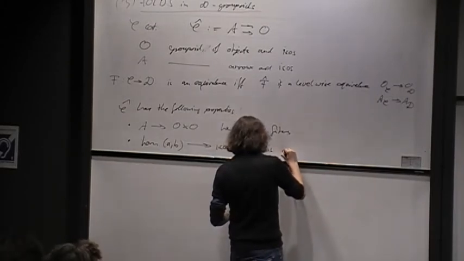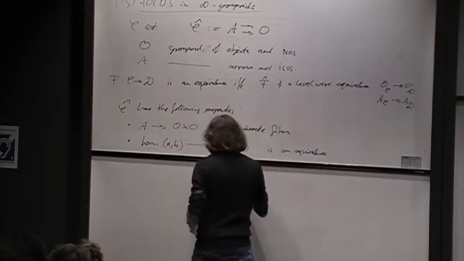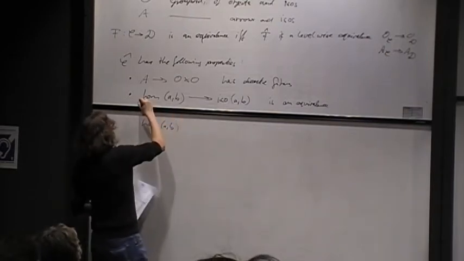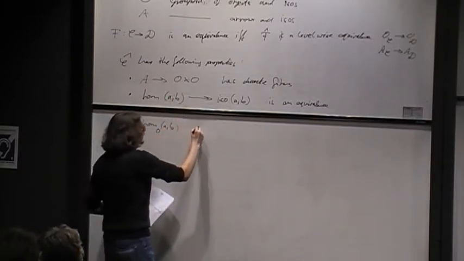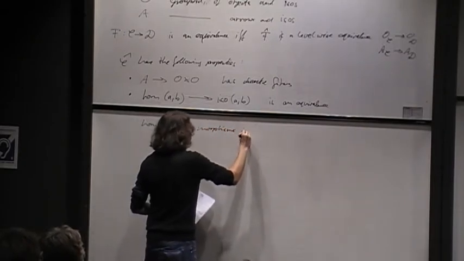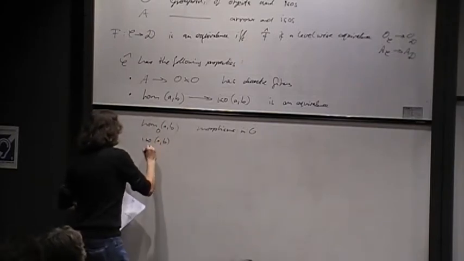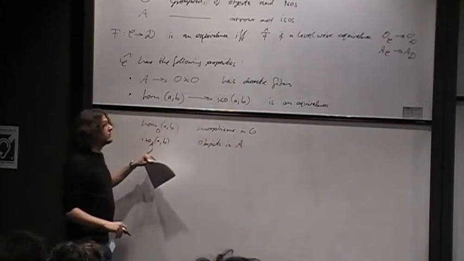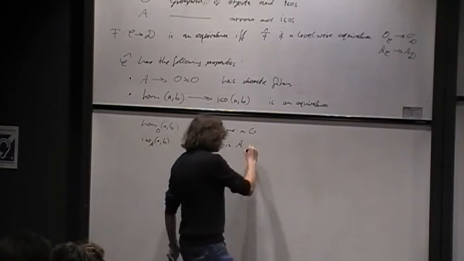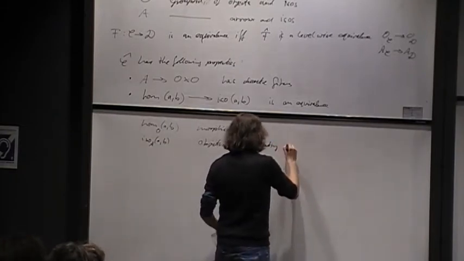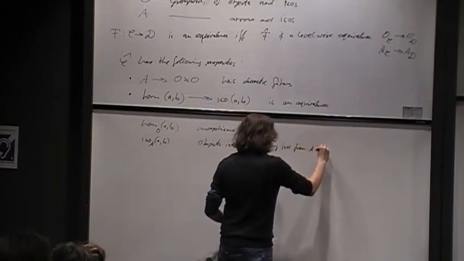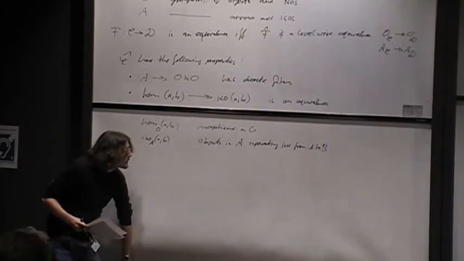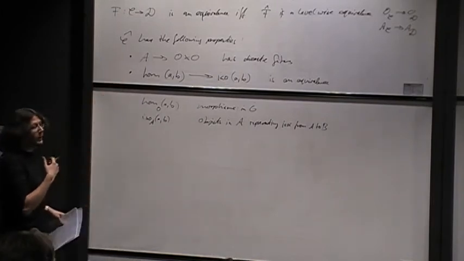I will explain what this map is. So Hom AB are the morphisms. So if A and B are objects in O, then Hom AB are the morphisms in O. And ISO AB in A are those objects in A which represent isomorphisms from A to B. So you can call any internal category that satisfies these two conditions a saturated category.